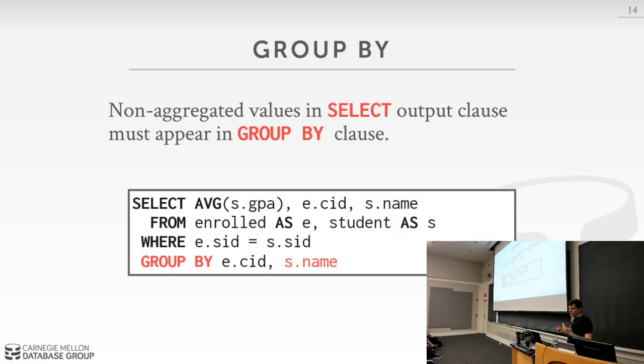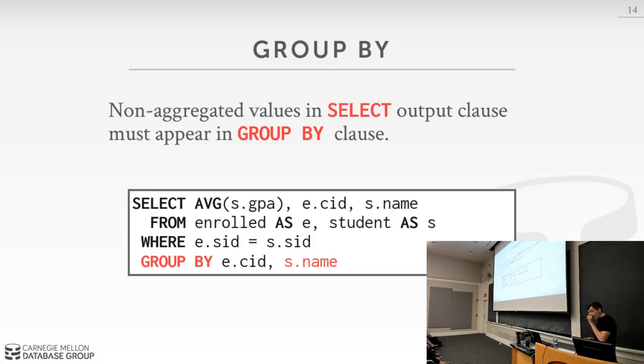Now, this one is sort of, again, nonsensical. It's technically correct SQL. It'll produce the result. But from a human standpoint, we know it doesn't mean anything. Like, what does it mean to group by course ID and then the student name to compute the average GPA? Right? The student's GPA is going to be their GPA.